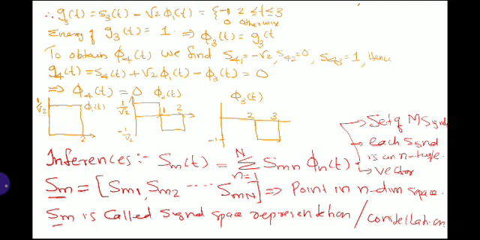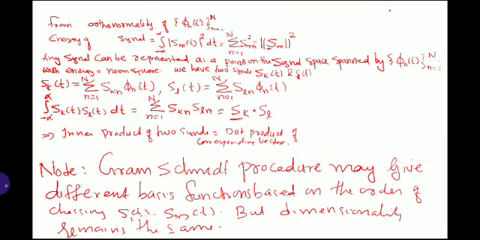So this Sm is called the signal space representation or constellation. Now we'll study some of its properties.